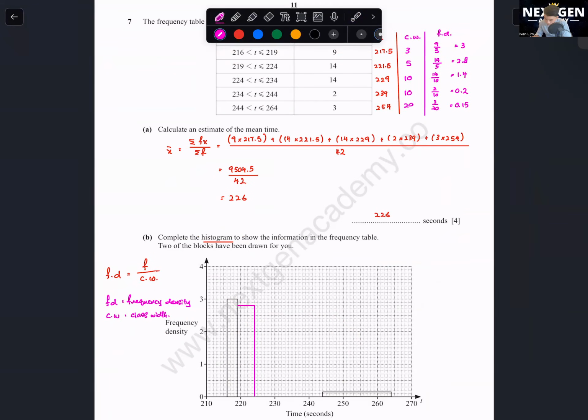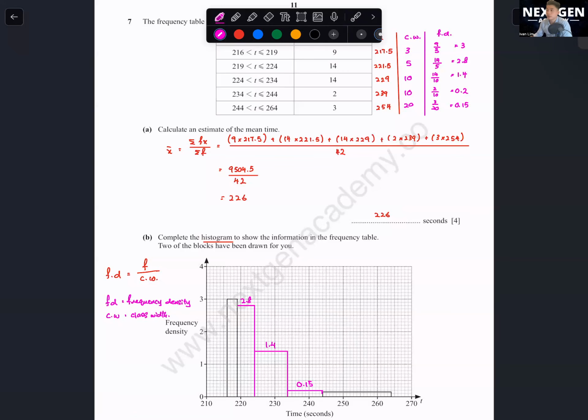Next one, 224 to 234. You get 1.4. 224 to 234 over here, 1.4. Then the last one, 234 to 244, 0.2 over here. So you just double check it. This one will be 2.8, 1.4, 0.15.